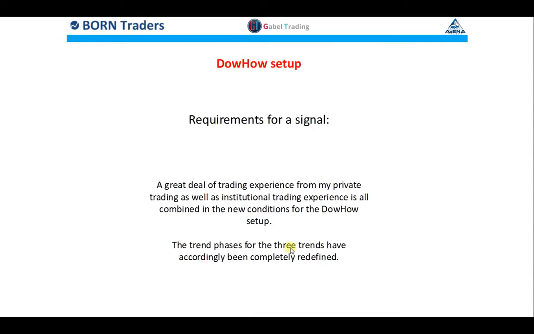Now, what are the requirements for a signal, and what has been achieved with this Dalhousie setup? Here the following was conceived, that precisely these high and low prices should be combined with closing prices, and accordingly the trend phases also had to be completely redefined for the 3 trends, no longer 4, but for 3 trends.